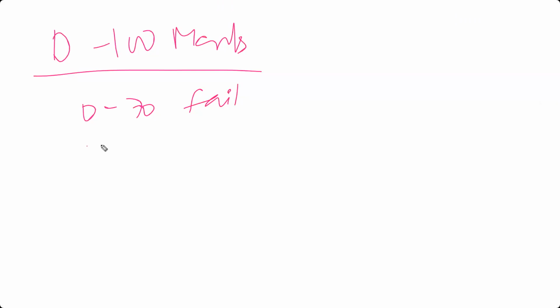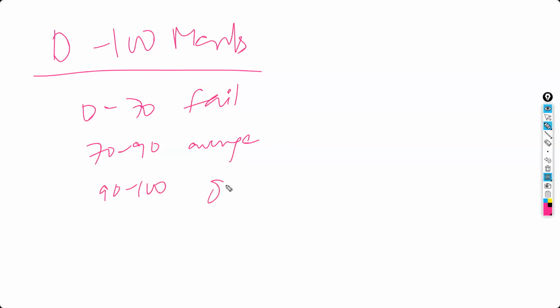0 to 100 marks are there, and generally I will consider 0 to 70 as one category. We call them failed students. 0 to 70, any marks, is considered fail for me, up to less than 70. 70 is pass. Now 70 to 90, I will consider them as average students. More than 90, I will consider them as good students. This is my requirement. Is there any constant interval here?